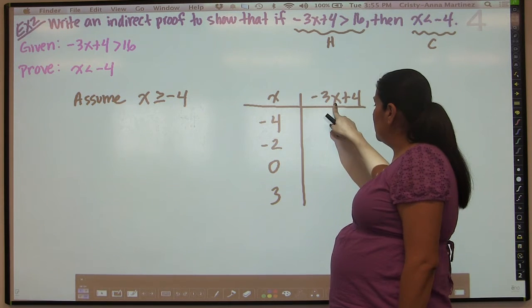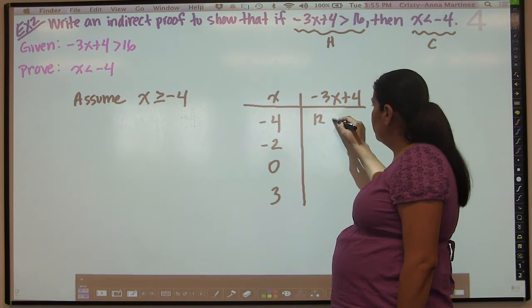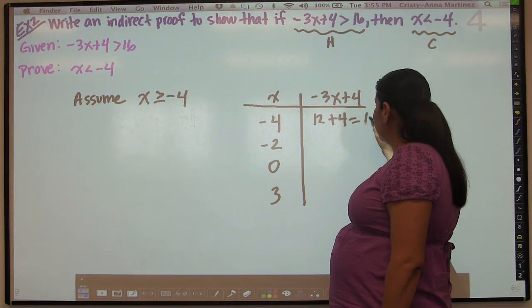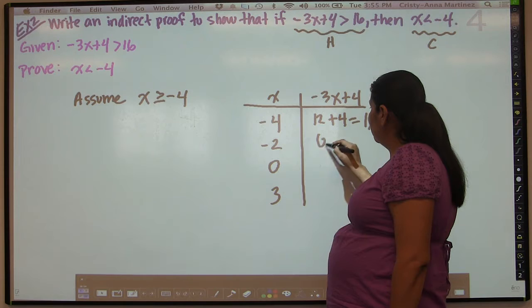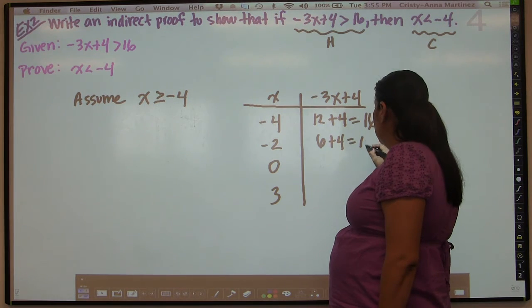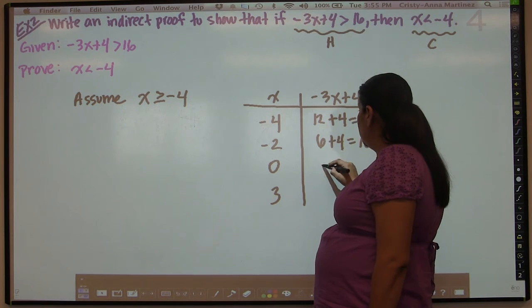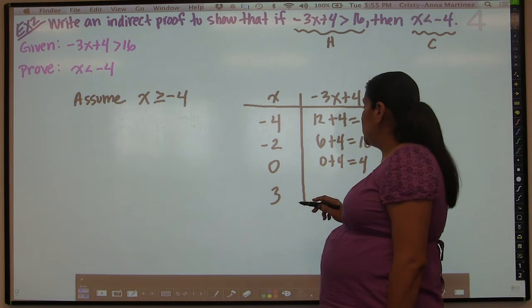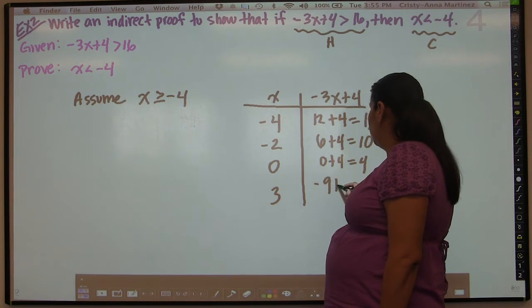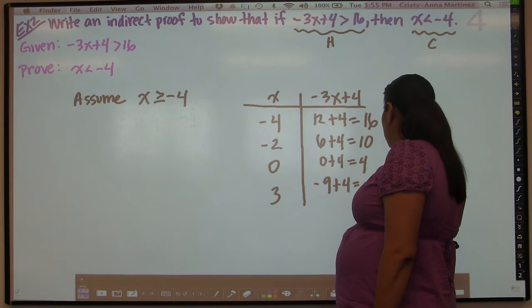So negative 3 times negative 4 is positive 12, plus 4, which is 16. And then here, negative 3 times negative 2 is positive 6 plus 4, which is 10. And then negative 3 times 0 is 0 plus 4, which is 4. And then negative 3 times 3 is negative 9 plus 4, which is negative 5.